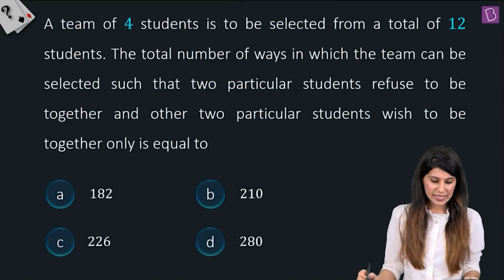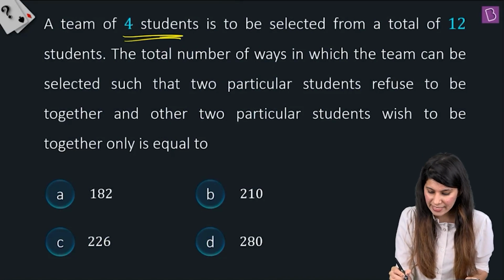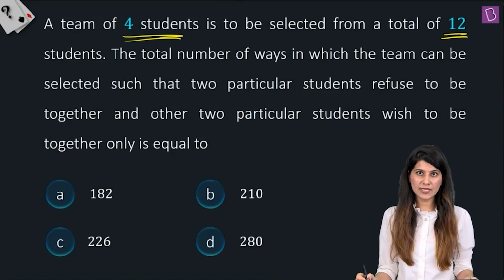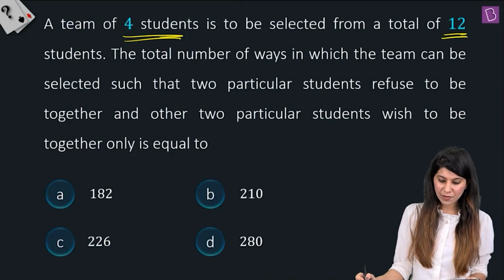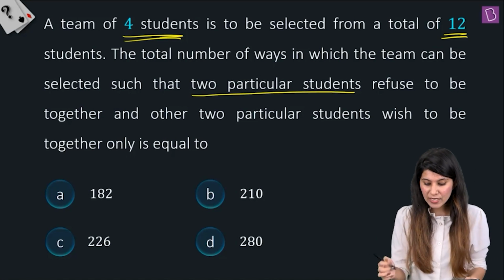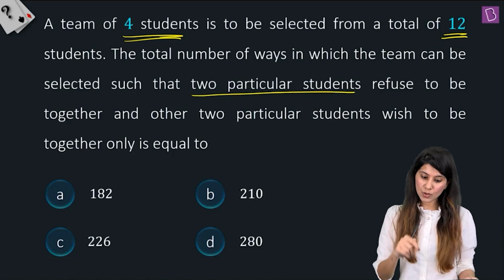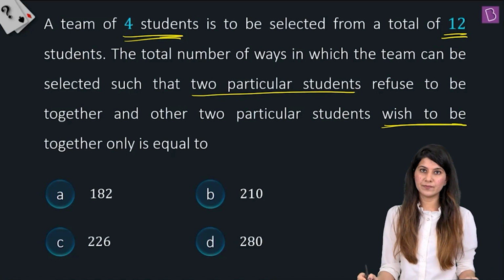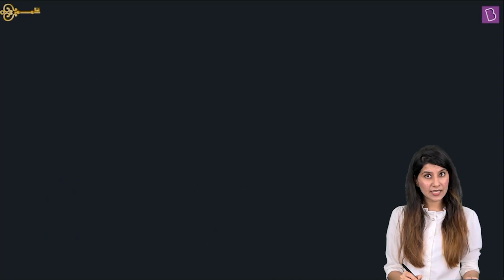In this question, a team of 4 students is to be selected from a total of 12 students. We need to figure out the total number of ways in which a team can be selected such that 2 particular students refuse to be together and 2 particular students wish to be together. So let's begin. Let's understand the situation.